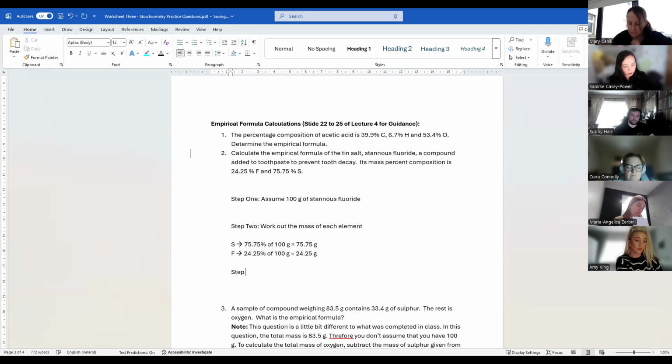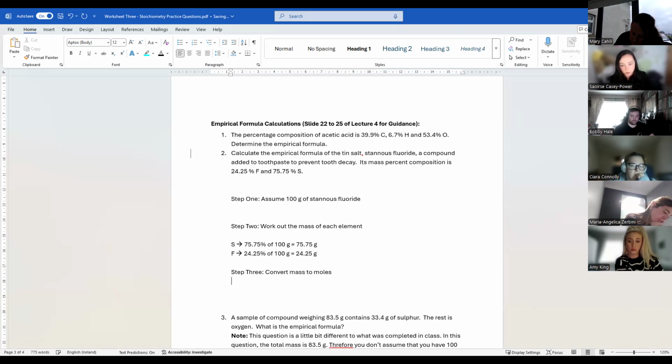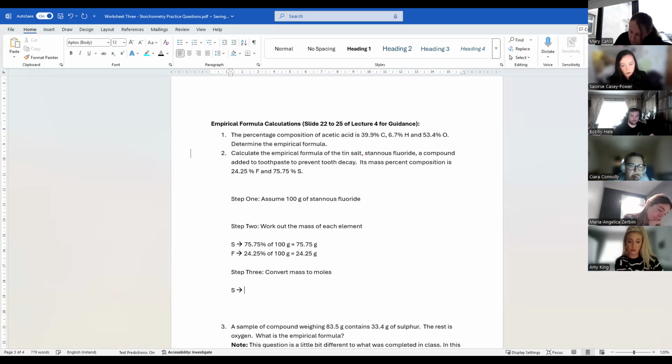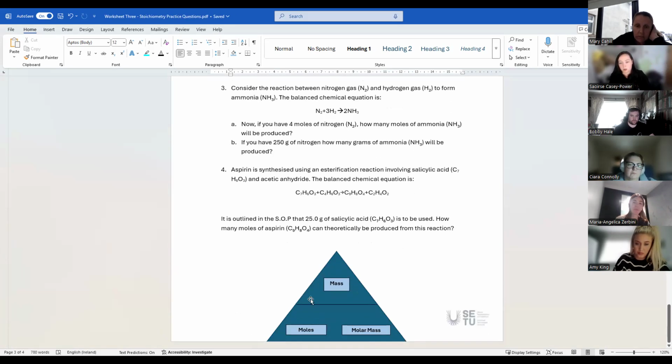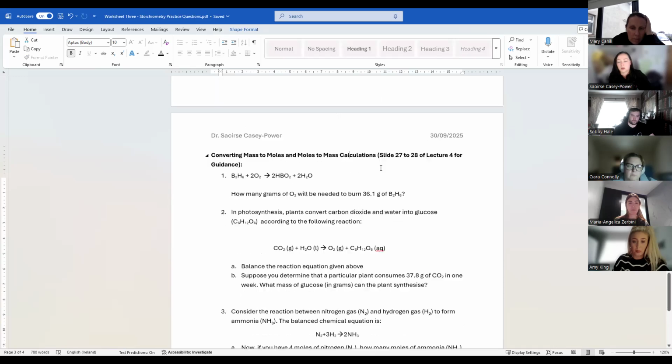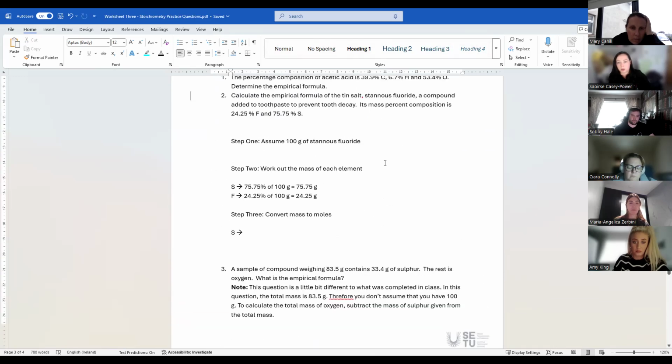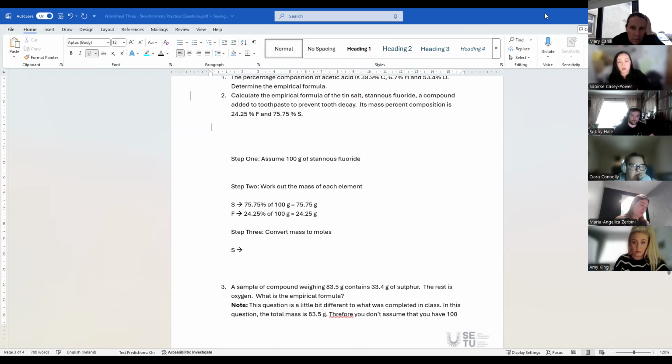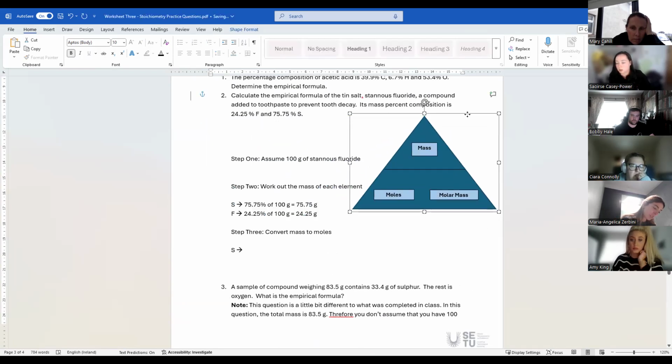Okay, so your step 3 then is to work out the moles. So you're going to convert each one of these to their mole amounts. Based on what we covered last week, you'll use your triangle to work out each one of these. I'll just put this up here just so we can see it.